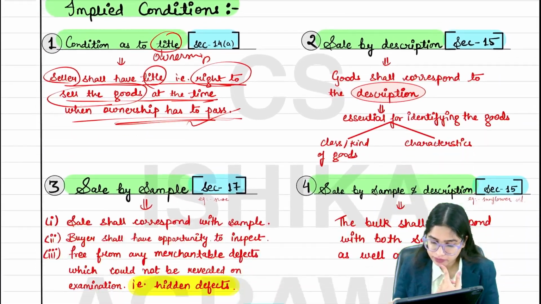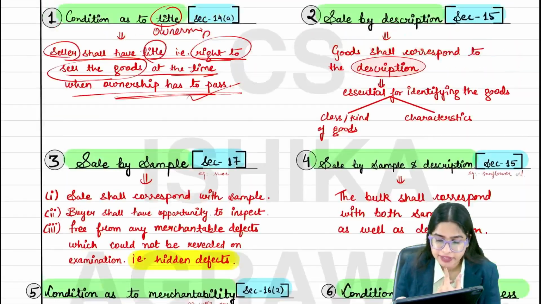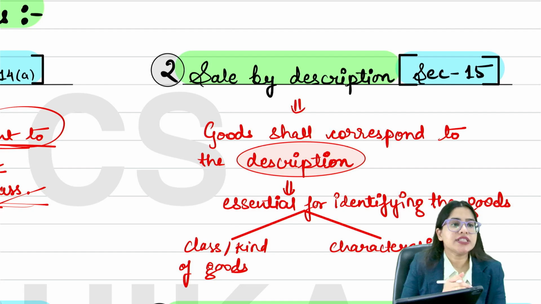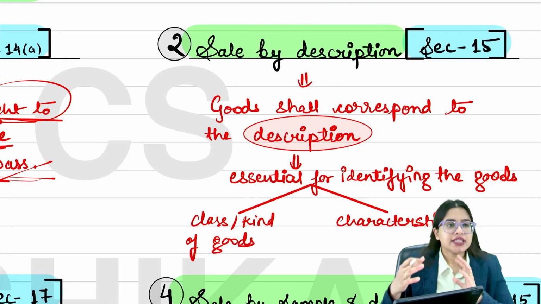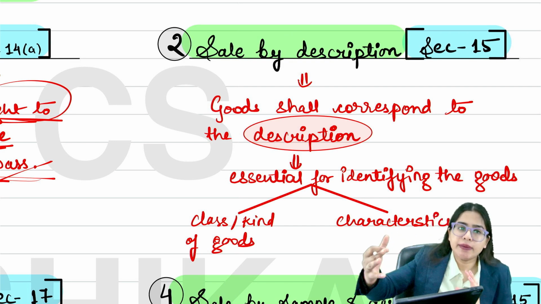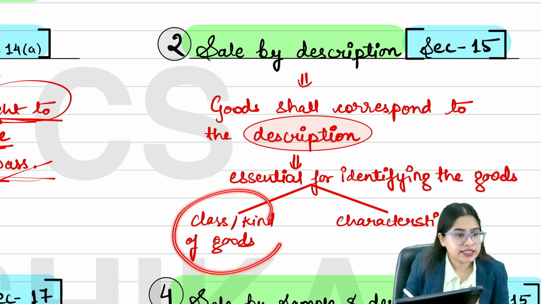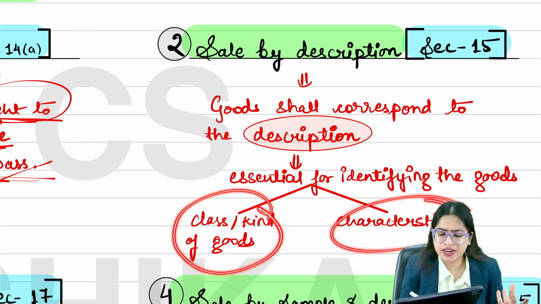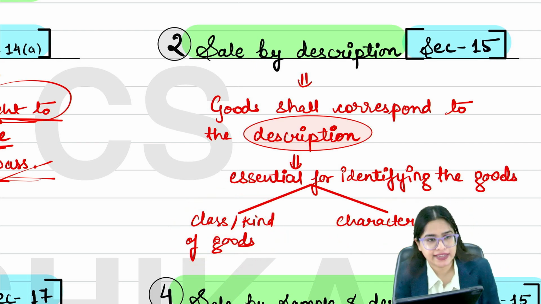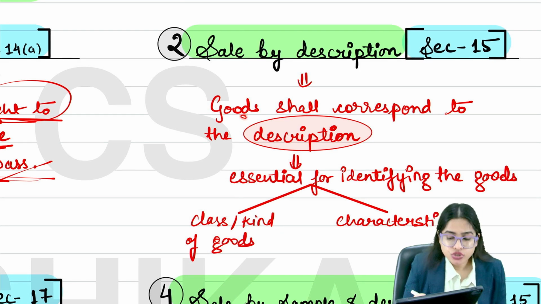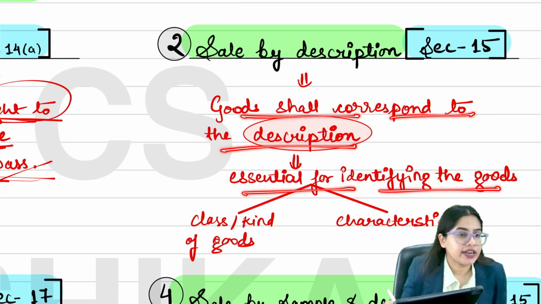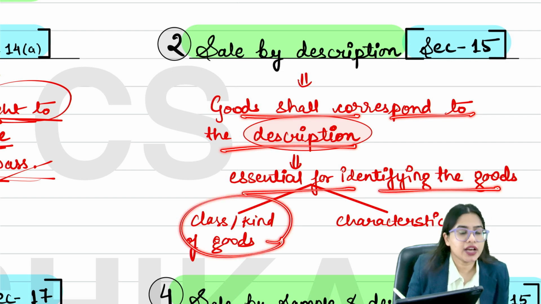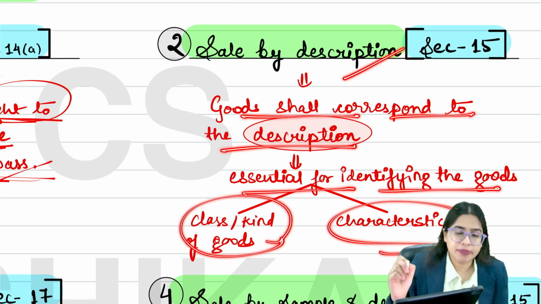Now we will be doing the second implied condition. The second implied condition is sale by description. Please understand, sale by description means sometimes the buyer describes a product either by its kind or class of goods or by its characteristics. Then the goods sold should correspond to the description essential for identifying the goods, the kind or class or the characteristics. This is an implied condition.